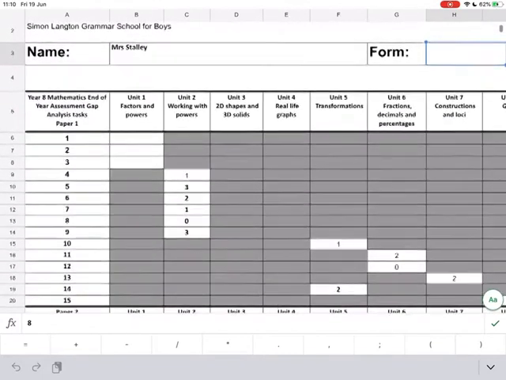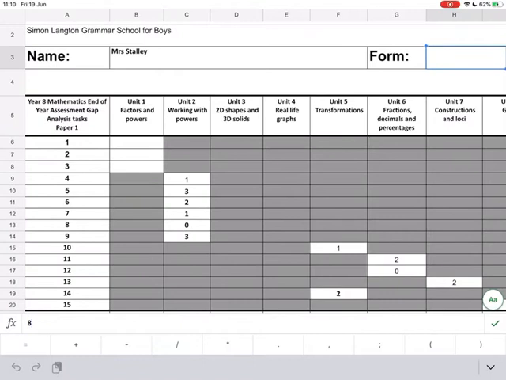And paper 1 had 15 questions altogether. Obviously some of them had more than one part, but there were 15 questions altogether. Question number 1 was in Unit 1. It was under the topic of factors and powers. So you need to look at question 1. It should be, for question 1 of the first paper, should be about products of primes.